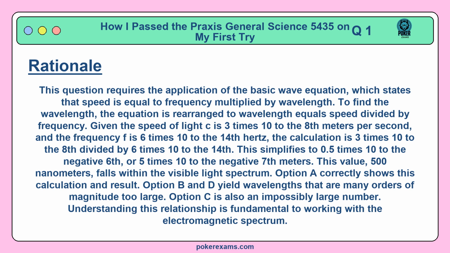This simplifies to 0.5 times 10 to the negative 6th, or 5 times 10 to the negative 7th meters. This value, 500 nanometers, falls within the visible light spectrum. Option A correctly shows this calculation and result. Options B and D yield wavelengths that are many orders of magnitude too large. Option C is also an impossibly large number. Understanding this relationship is fundamental to working with the electromagnetic spectrum.